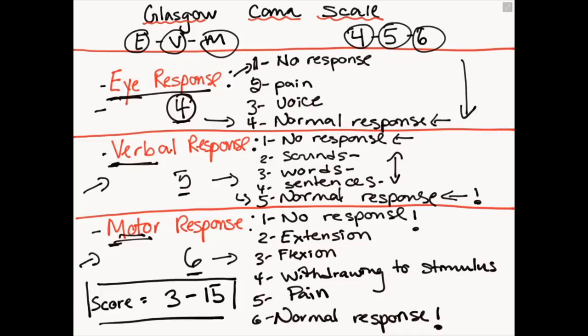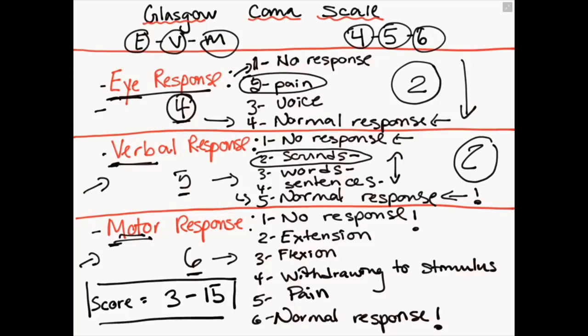We're going to take the stem of our question and apply it so we can get a score on our patient. The very first thing it says is that the patient is making sounds that are not understandable. So if we look at our verbal response, we're looking right here at sounds, right? So the patient would be scoring a 2 for verbal response. Then we have that they only open their eyes as a response to pain. So if we look at the eye response, then we're scoring a 2 here. So we have a total of 4 thus far.